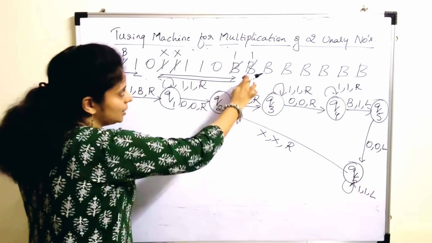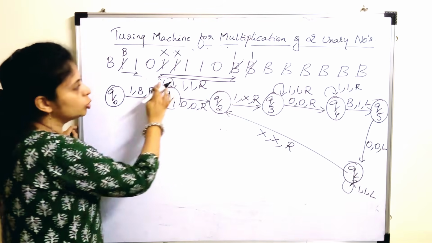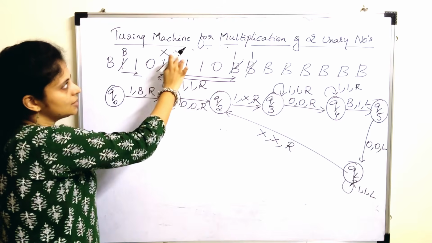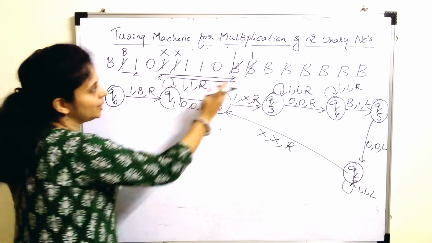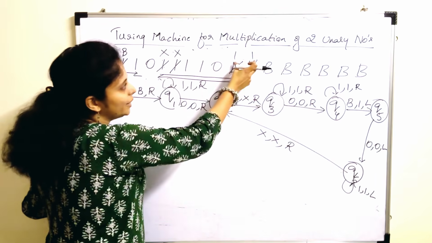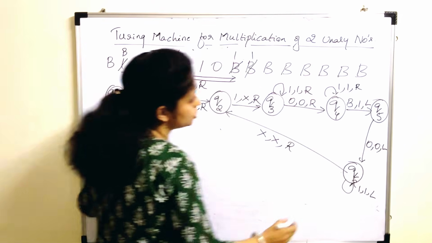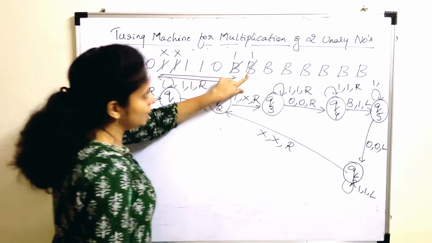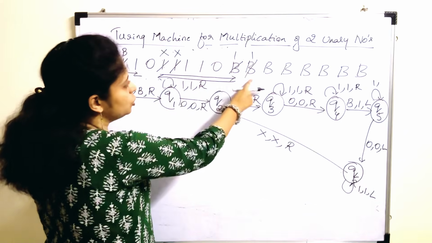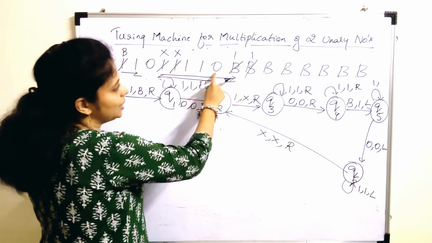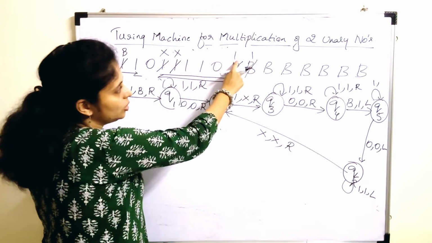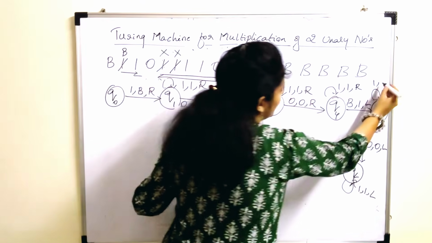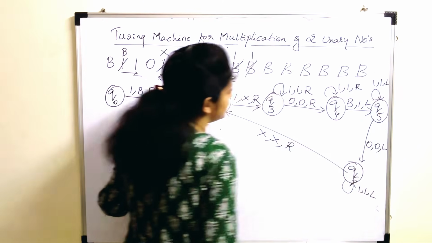So after marking this blank with 1, move towards left side until we reach this X. So while coming back also, you will get n number of ones. So here we should take loop. So after marking this blank with 1, you need to move towards 0. So in between you'll get 1. So that 1 will remain 1, move towards left side.